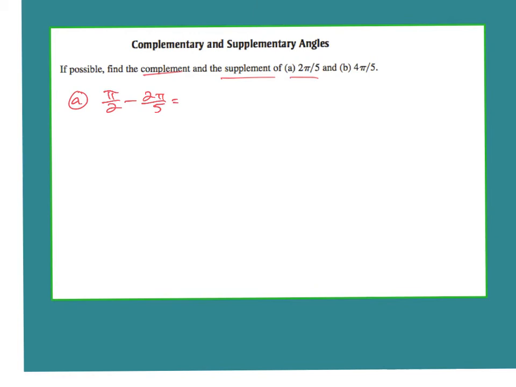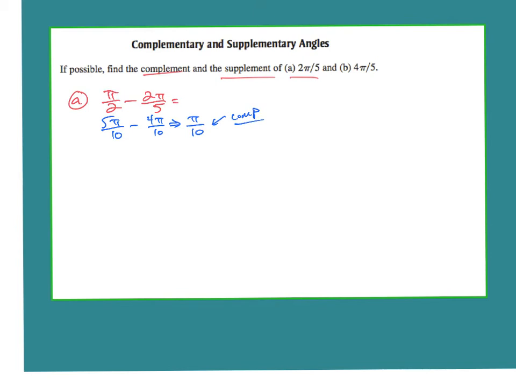So how do I want to think of pi over 2 as? 5 pi over 10, exactly. So we're going to say 5 pi over 10 minus, how do I want to think of this 2 pi over 5? 4 pi over 10. So how much do I get? I get pi over 10. So pi over 10 is 2 pi over 5's complement. Because together, how much would they add up to? 90 degrees, or pi over 2.